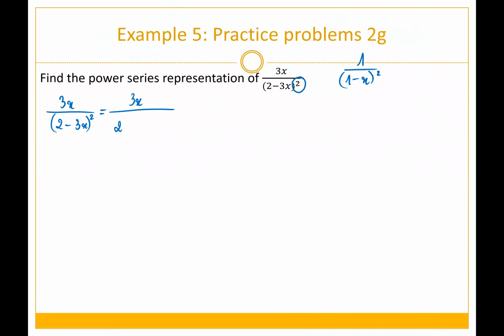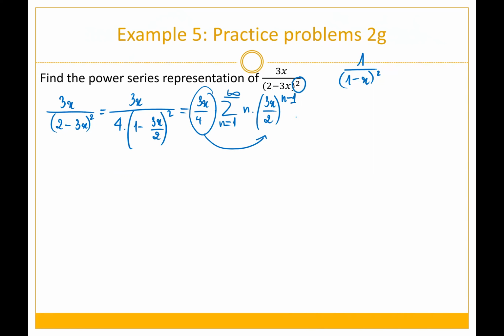So you're going to have 2 squared be 4, multiply (1 plus 3x over 2) squared. And now I'm going to apply this part. So it's going to be 3x over 4 multiply 1 over (1 minus 3x over 2) squared, which is going to give me the series starting from n equals 1 to infinity, n multiply (3x over 2) to the n minus 1. And so now we're just going to put this entire term into the series and we're going to be done.